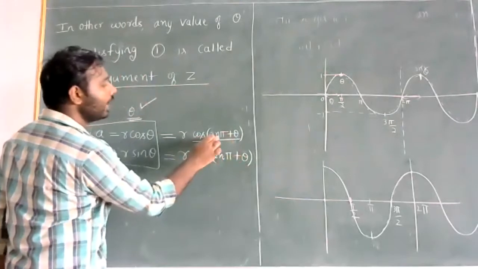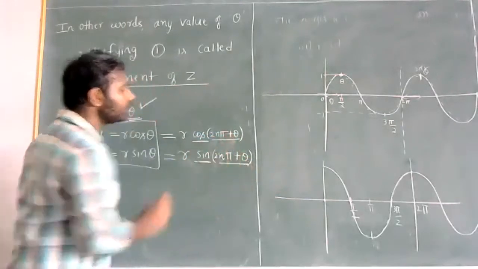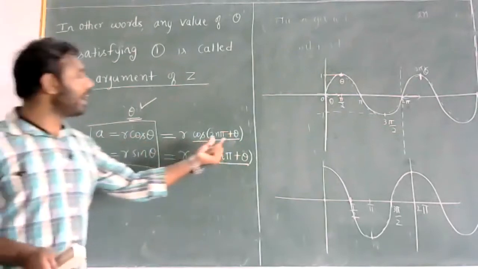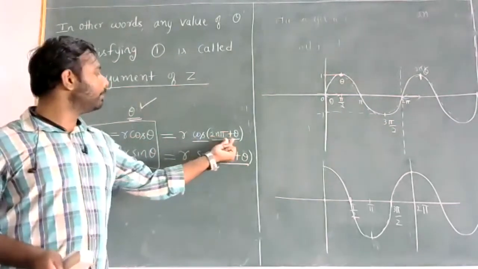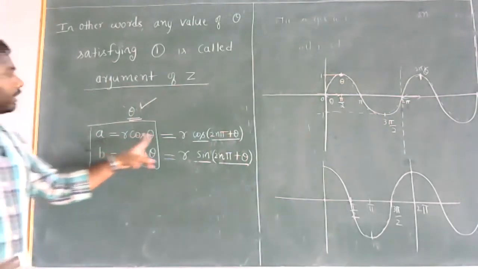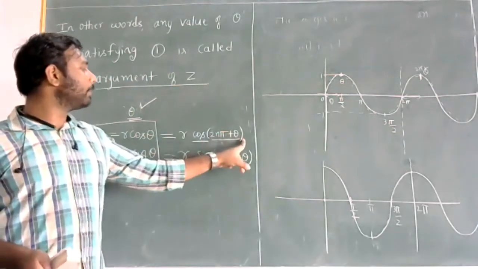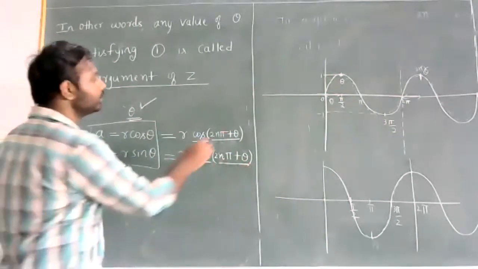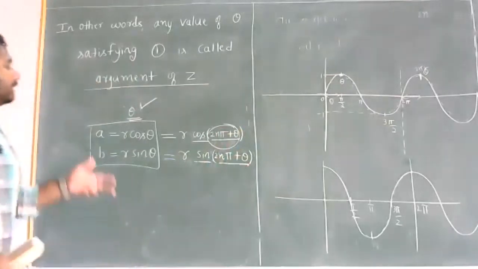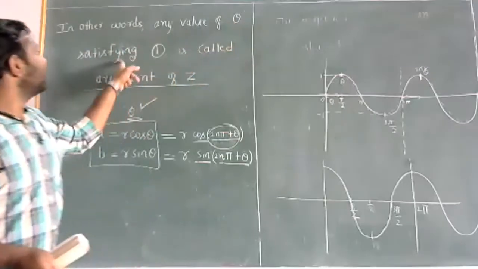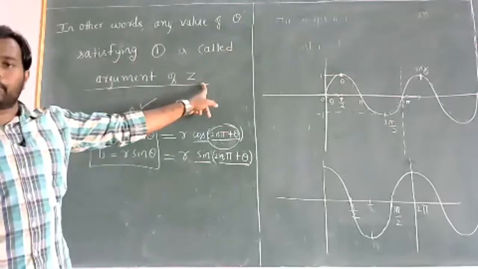2n pi plus theta is satisfying this set of equations. So the value of angle 2n pi plus theta is actually satisfying these two equations: A equals R cos of 2n pi plus theta, B equals R sin of 2n pi plus theta. So this angle is actually satisfying this equation. And any value of angle satisfying the equation is called argument of Z.